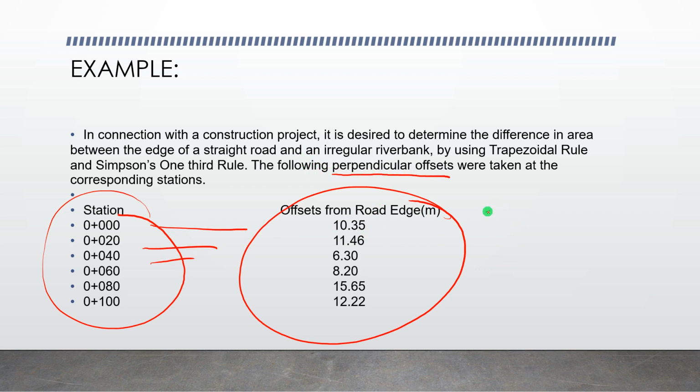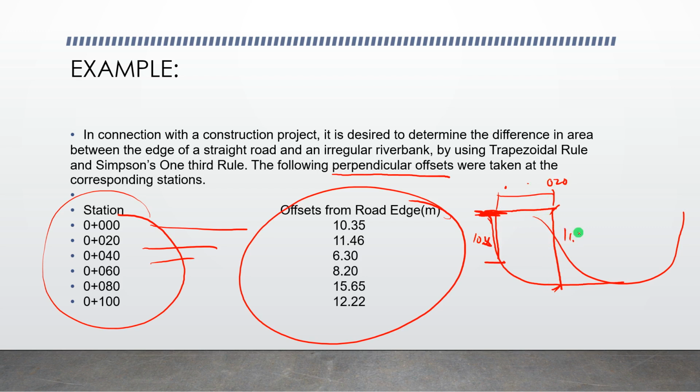So let's say this is the road, this is your roadway, and here is your riverbank. So say this at station 0+00. Okay, let's say yes, this is station 0+00. We have a depth of 10.35. Then station 0+20, we have this depth here, which is 11.46, and so on. So let's draw the cross section properly on the next slide.